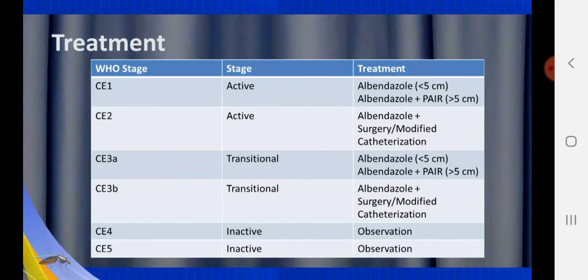These images demonstrate hydatid cysts in the lung, shown here on the left, and in the brain, shown on the right.